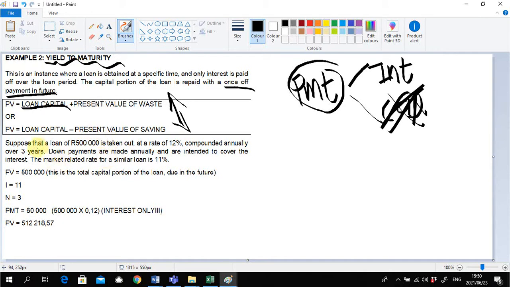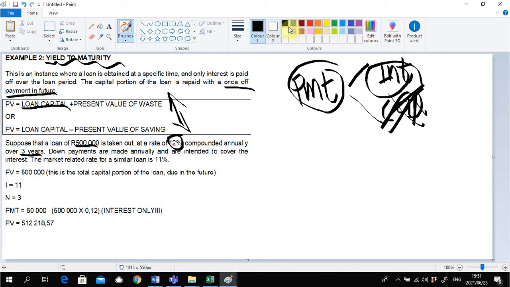So this example says, suppose that a loan of 500,000 is taken out at a rate of 12%, compounded annually over 3 years. So it's 500,000 Rand. It's taken out at 12%. So this is the rate that we are paying, or the business is paying. And the loan period is 3 years. Down payments are made annually and are intended to cover the interest. So look at this again, it covers the interest only. And then it says the market-related rate for a similar loan is 11%.